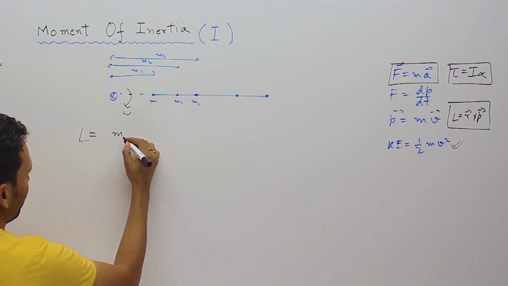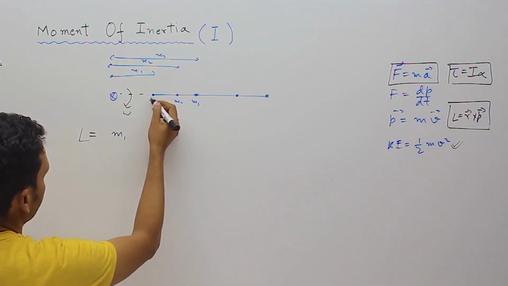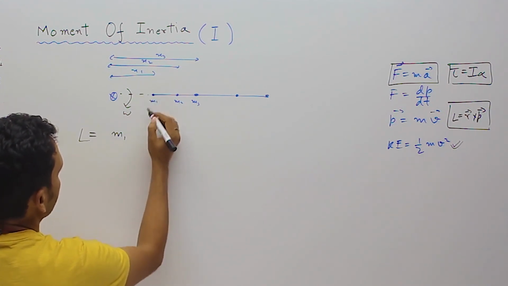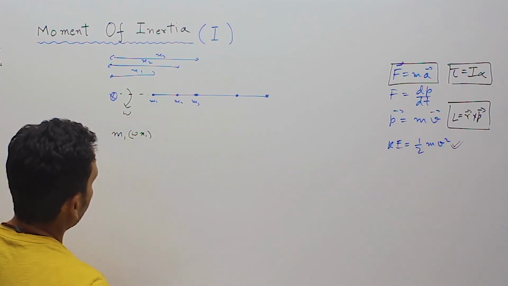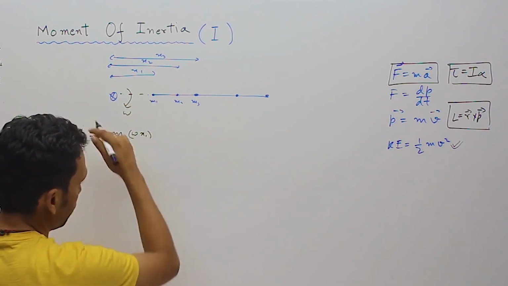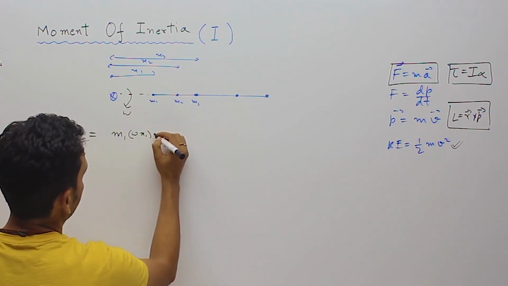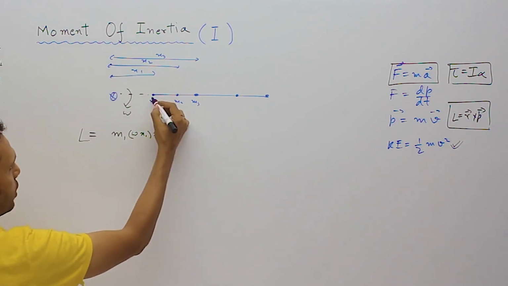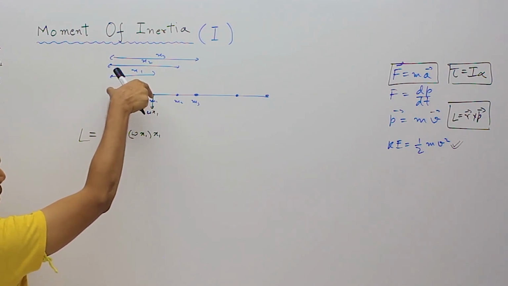So this mass is m1, then comes your mvr. So what's the velocity of this? It's going downwards with how much velocity? Omega times x1 is the velocity, and r, what is the radius? What is the perpendicular distance from the point of rotation? The perpendicular distance is x1 again. So the velocity was in fact omega x1, but this distance is x1.